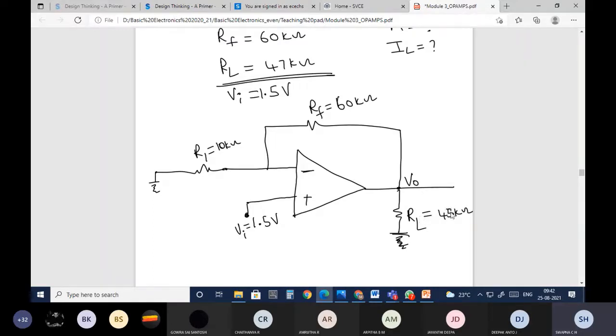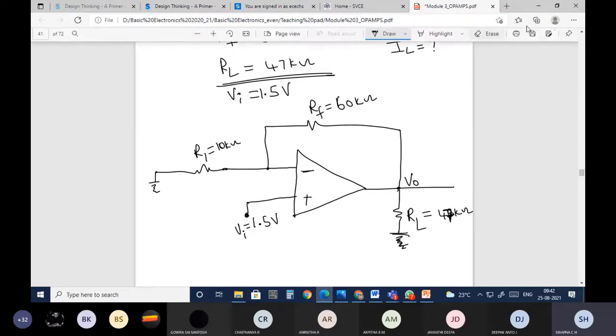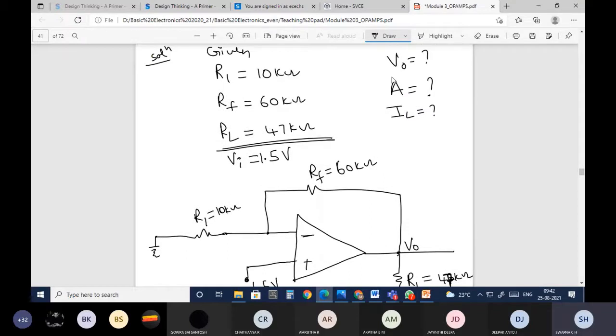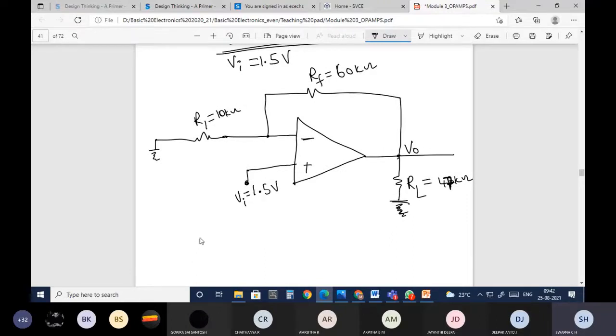He has given us 47 kilo ohms. Now here you need to find the current through it. Okay, current through it you need to find. You need to find V0. You need to find the gain. You need to find AL as well. Okay, so let us find out the V0 first.